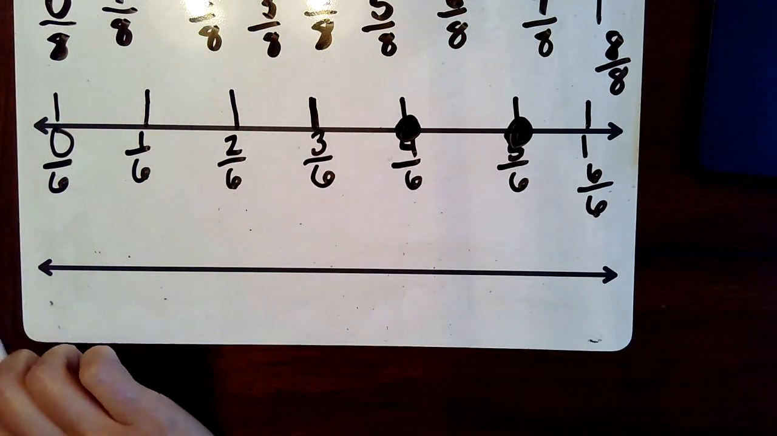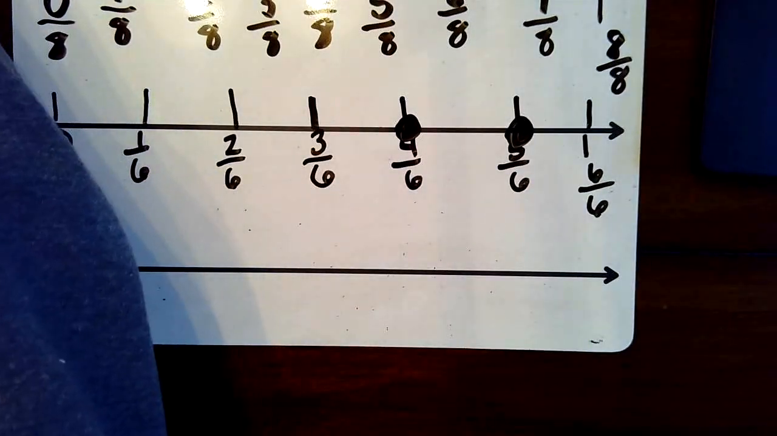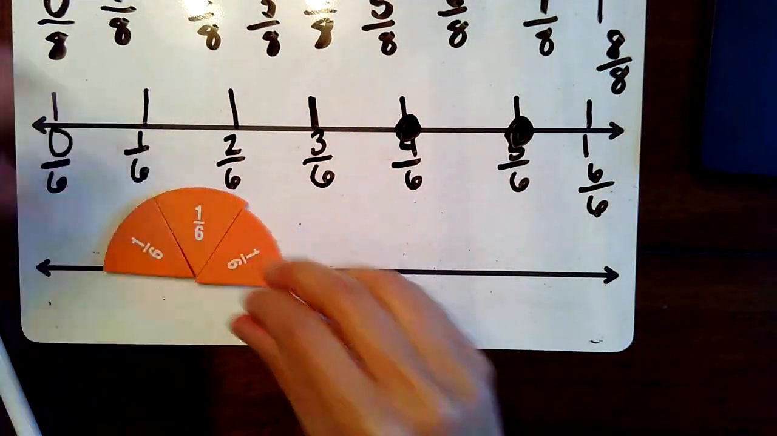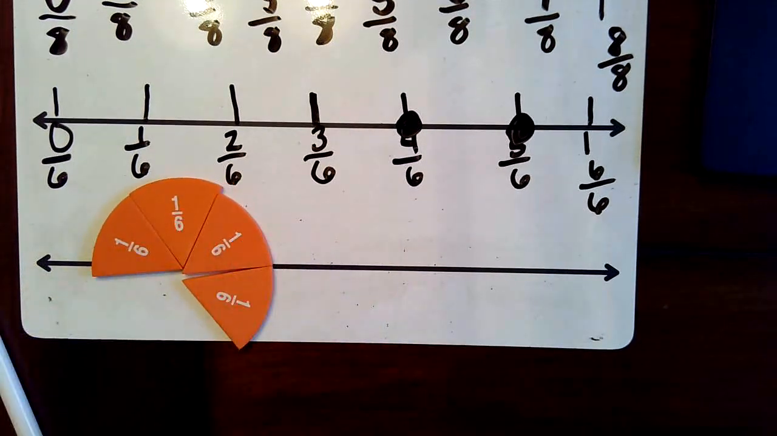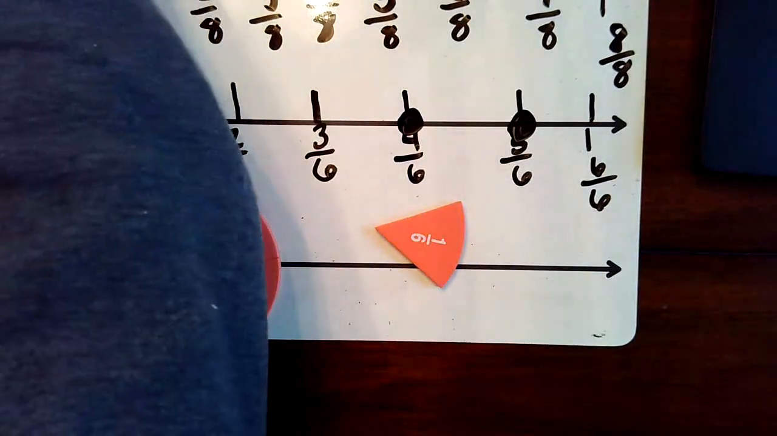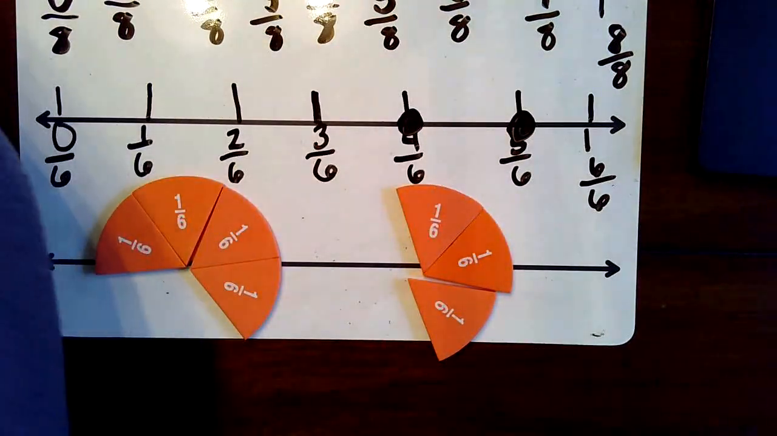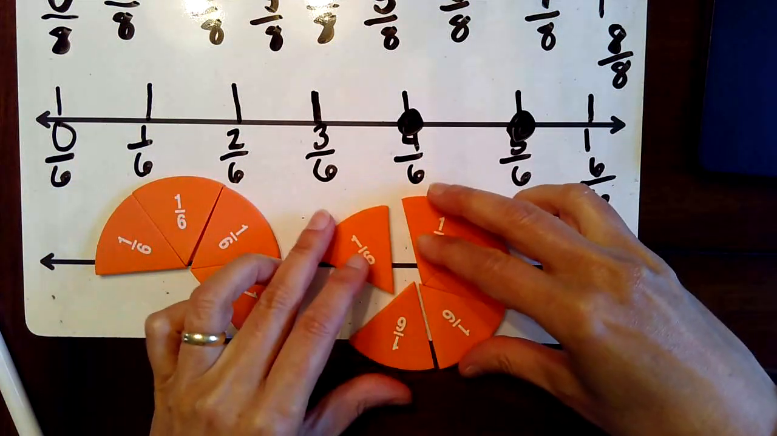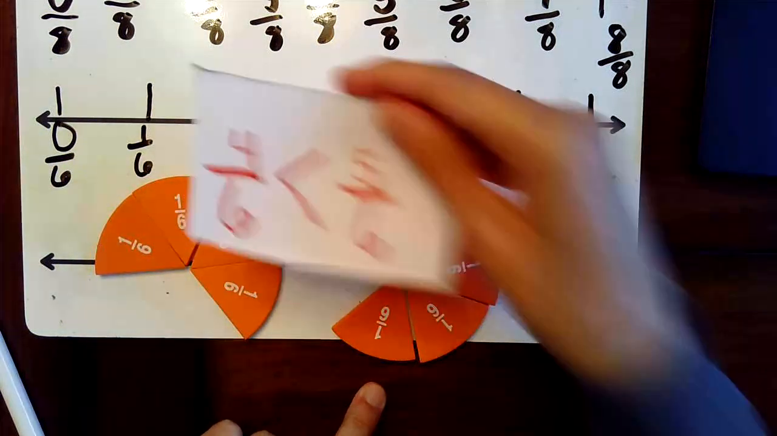Now I'm also going to look at these just to show you really fast. We have 4/6 here. And then the other number we were looking at was 5/6. So I have 5/6. There's 1, 2, 3. And 2 more makes 5. So you can see that 4/6 is less than 5/6. I hope you got that one right.